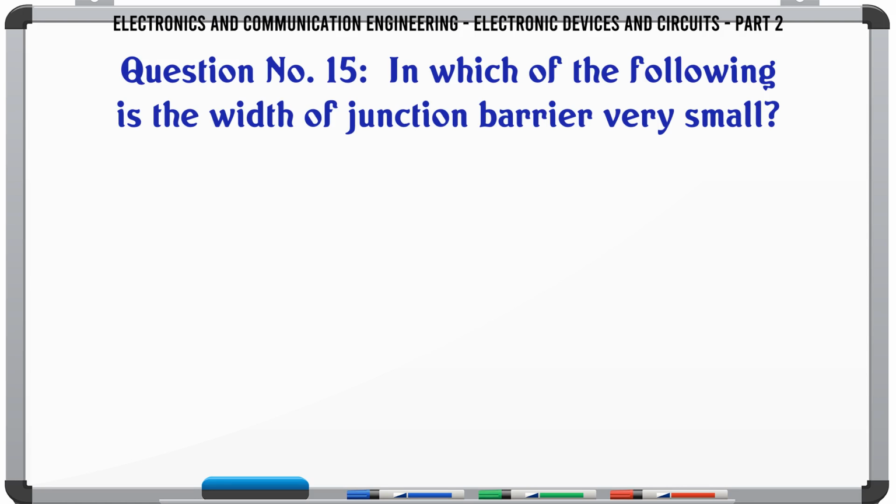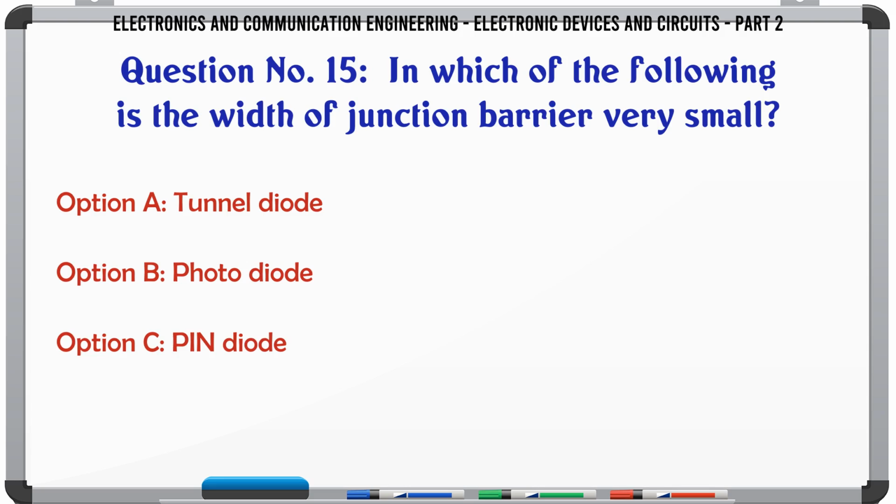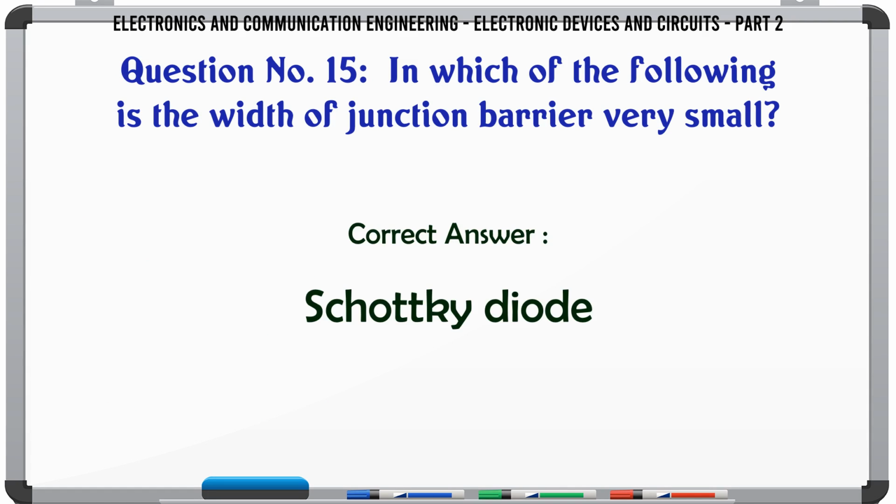In which of the following is the width of junction barrier very small? A, tunnel diode; B, photodiode; C, PIN diode; D, Schottky diode. The correct answer is Schottky diode.